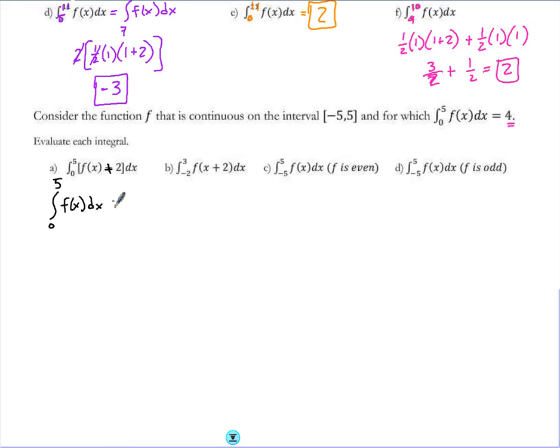So the integral from 0 to 5 of f of x dx, we know that's equal to 4 because that was given to me, plus, if I take the integral from 0 to 2 of 2, that would then be equal to 2x by using my integration formulas. And if I'm looking at that from 0 to 2, that means I'm going to have 4 minus 0, so that's going to be 4.